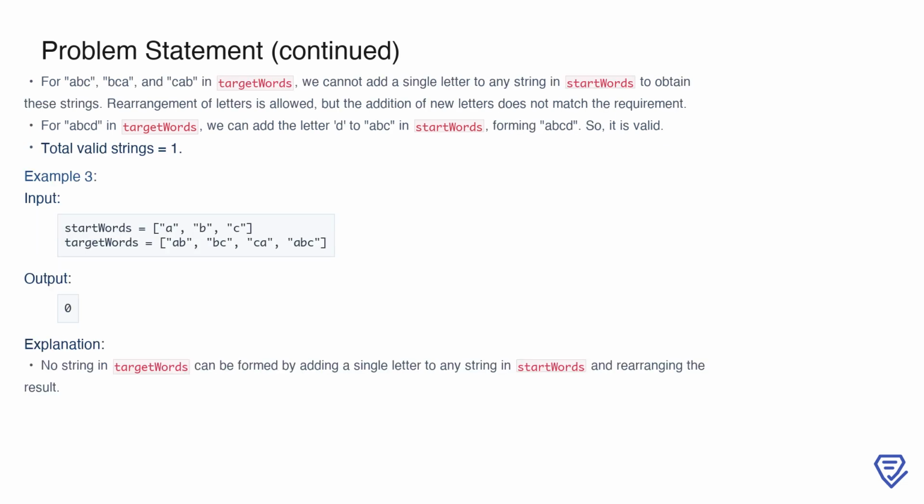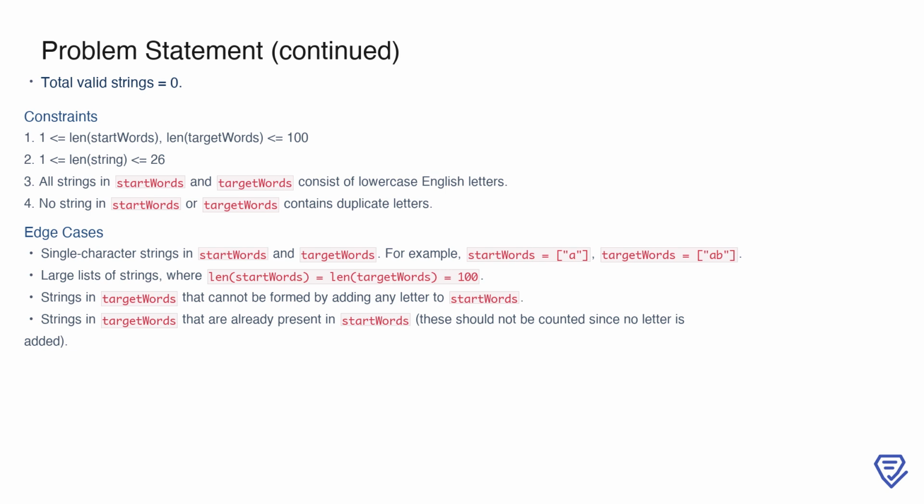Now consider the case where start words is B, C, and target words is B, C, C, A, B, C. The output here is 0. None of the strings in target words can be formed by adding a single letter to any string in start words and then rearranging the result. This is because every string in target words either requires more than one letter to be added or cannot be derived from any string in start words at all. Therefore, there are no valid strings in this example. To summarize, the total count of valid strings in the last example is 0.